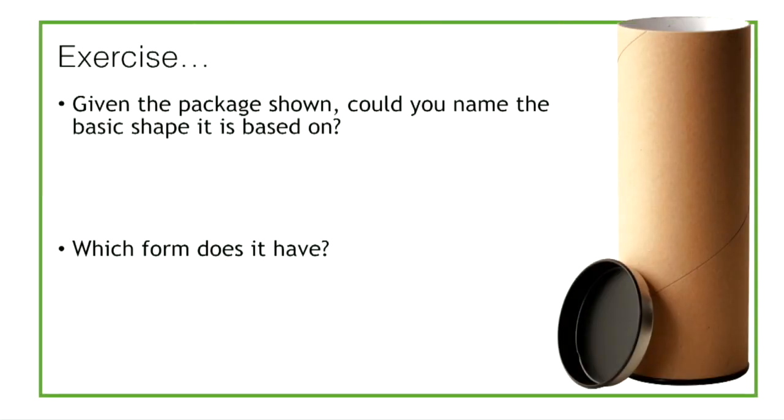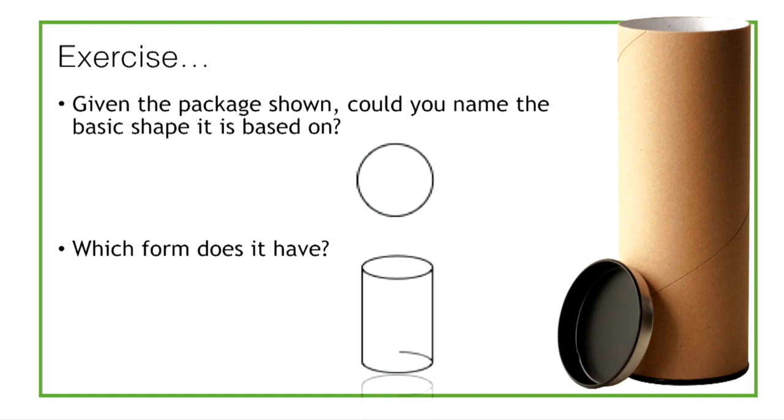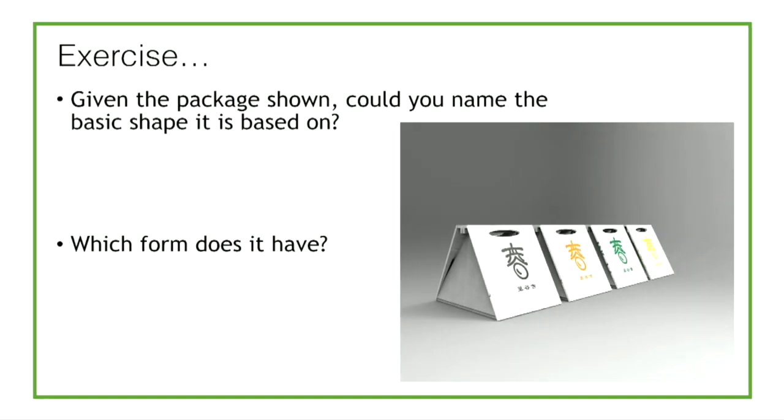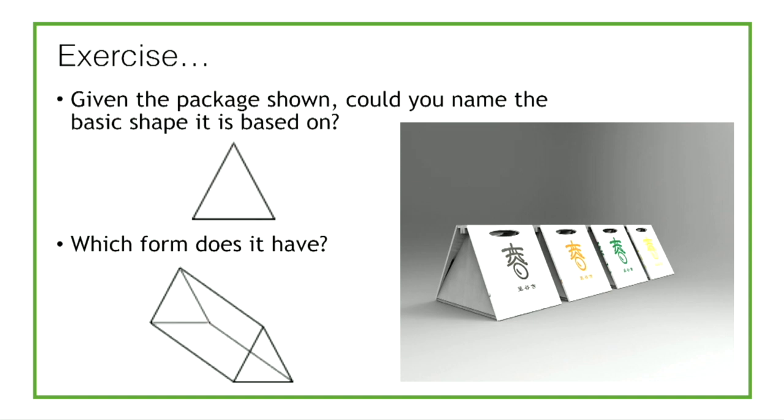Given the package shown, could you name the basic shape it is based on? Yes, a circle. And which form does it have? Yes, the form is that of a cylinder. Given this package shown, could you name the basic shape it is based on? It is based on a triangle. And which form does it have? Yes, it has the form of a triangular prism.